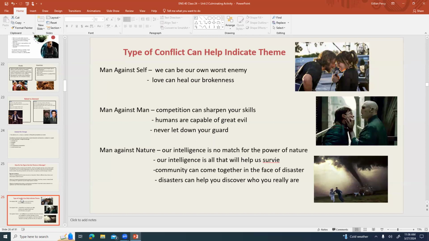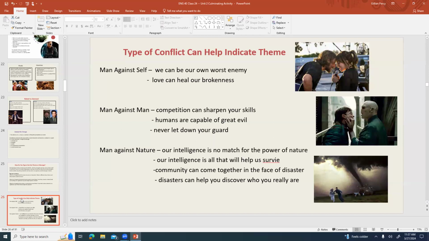And then man against man. Here I've got Harry Potter versus Voldemort. Maybe competition can sharpen your skills. Humans are capable of great evil. Never let down your guard. Whatever theme you thought came across in that movie.